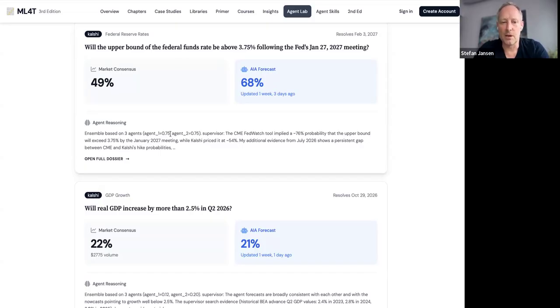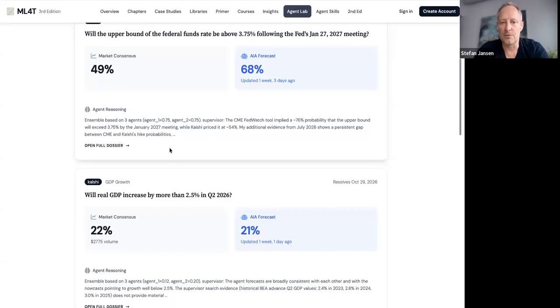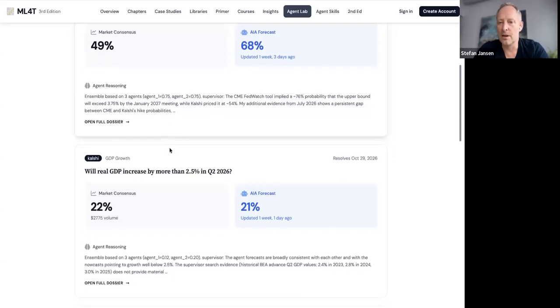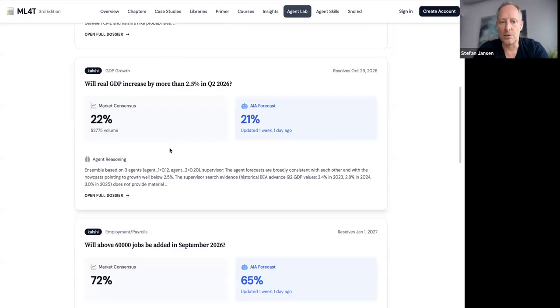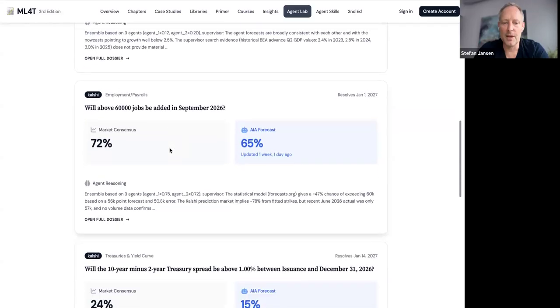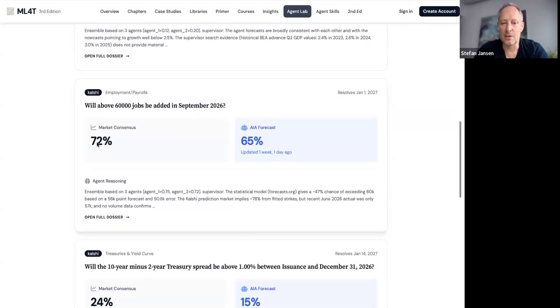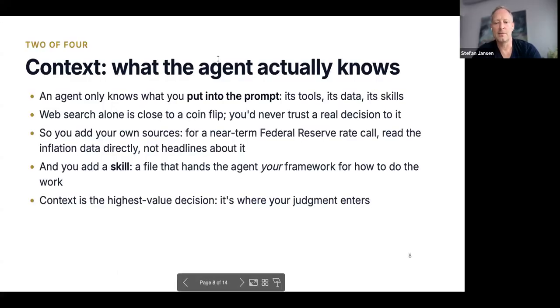So for instance, events include whether the upper bound of the Federal Reserve will exceed a certain value at some point, whether the real GDP growth will exceed or be below some threshold, etc., right? And the market consensus is expressed at some percentage, and then our forecaster delivers some other percentage. So this is kind of the structure of these forecasts.